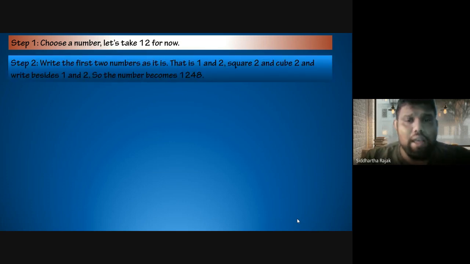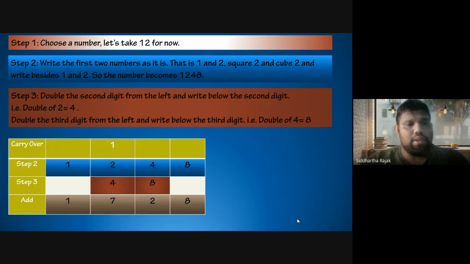So I'll take you to this table over here. The first step is to choose the number 12. It's already done. In the second step, look at step 2. I kept 1 and then 2, right? And after that, there are 2 columns which read 4 and 8, right? So first of all, we write 1, then we write 2. That is exactly the same number.